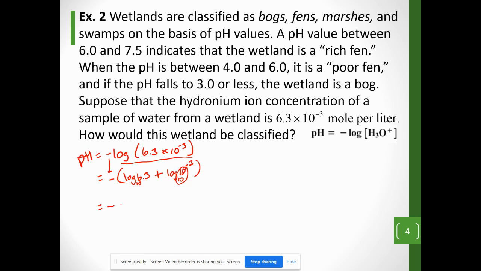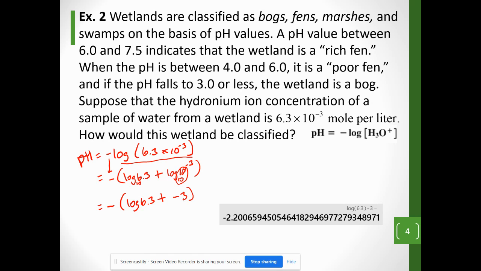So let's see what I have. I have negative of log of 6.3 plus a negative 3. Remember, we learned that rule. Now, if you guys say, well, log 6.3 minus 3 or plus a negative 3, it's the same thing. Now, let me get on a calculator. I typed in log of 6.3 minus 3, and I have that decimal, negative 2.2.